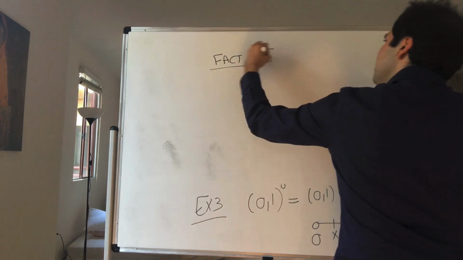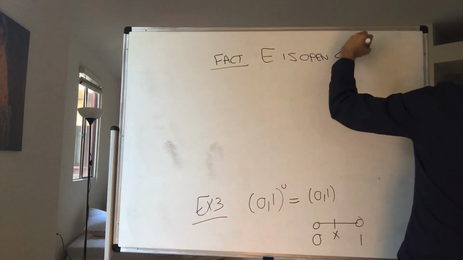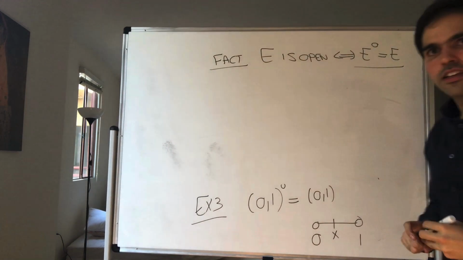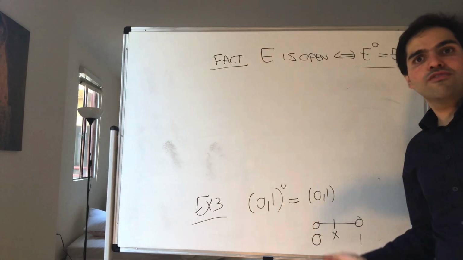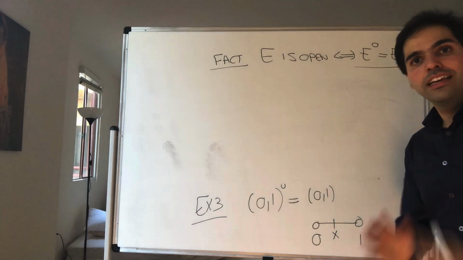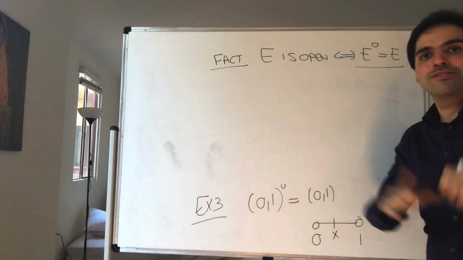in fact, E is open if and only if the interior of E is equal to the set. Because again, what does it mean for a set to be open? It means no matter which point you pick, you can fit a ball. So the interior in this case has to be the whole set.